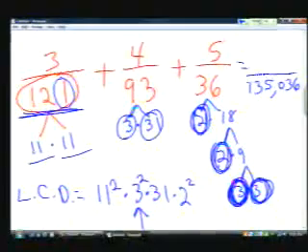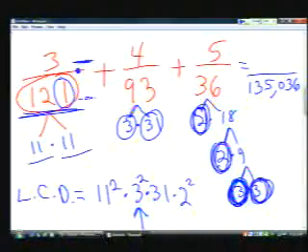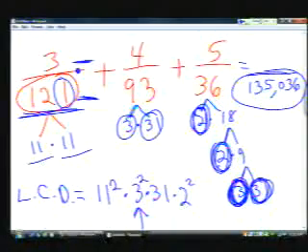Now, I don't know if we're going to take time to finish this problem, but just to tell you how to finish it, to get the number that we're going to multiply numerator and denominator by here, you have to take that 135,036 and divide by what, Courtney? The numerator.